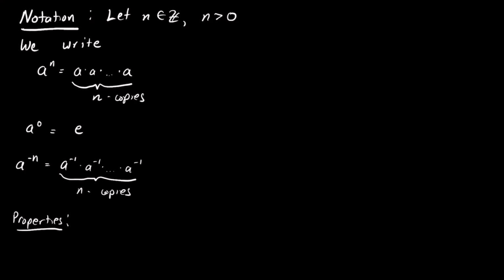And these have some pretty straightforward properties, namely that a to the m times a to the n is a to the m plus n for all integers m and n. And also a to the m to the n is equal to a to the mn for all integers m and n. Okay, so this is our notation, and you might ask, well, how does this notation carry over if I have a group under addition?